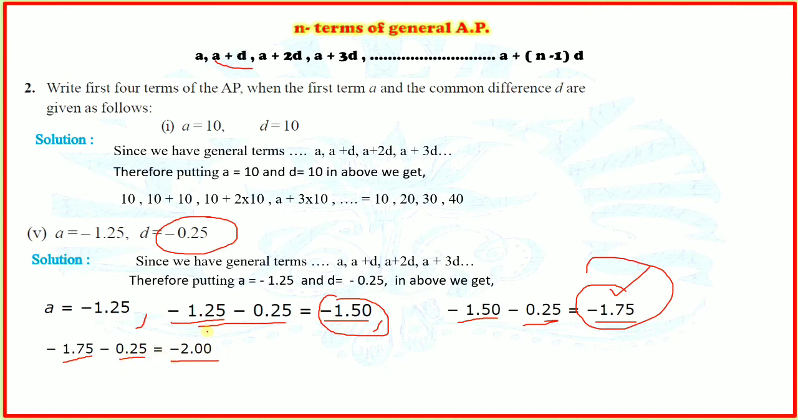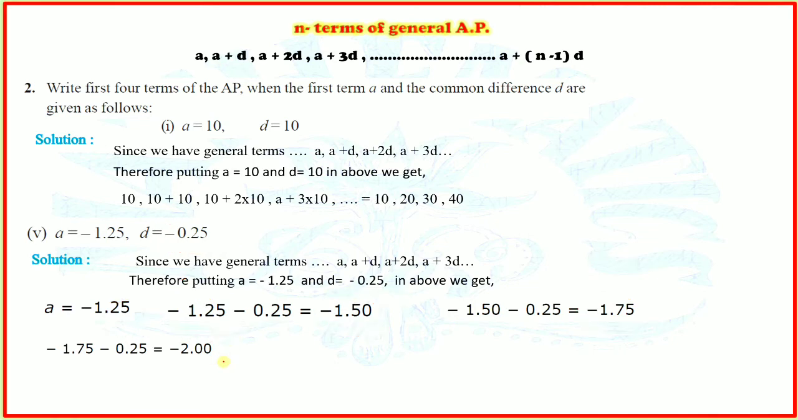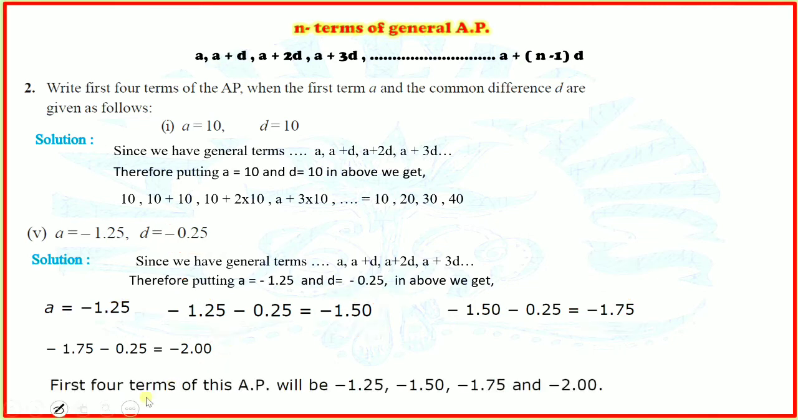So these are the first four terms: first, second, third, and this is the fourth term. The first four terms of this AP will be minus 1.25, minus 1.50, then minus 1.75, and at last minus 2.